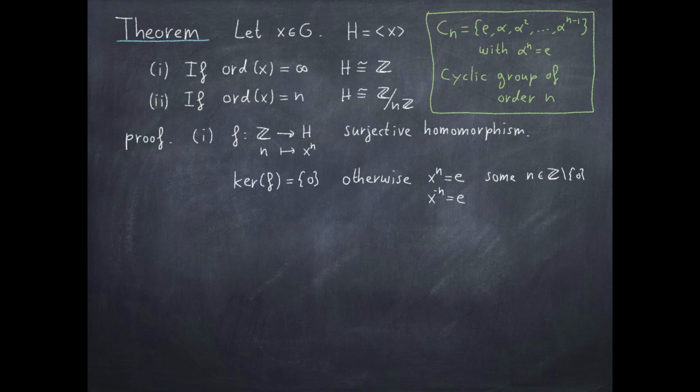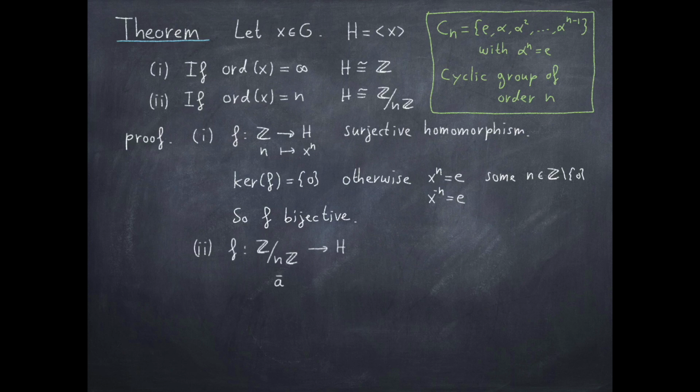The kernel of f can also not contain a negative integer, because if x to the power minus n is the identity, then also x to the power plus n is the identity. So we conclude that the kernel of f consists of the element 0 only. It follows that f is bijective, and so f is an isomorphism between Z and H.